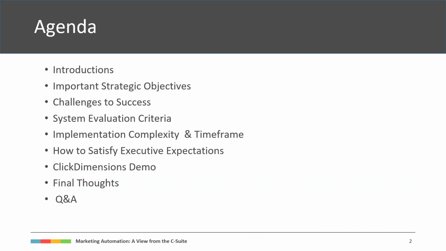So first we're going to talk a little bit about our companies, share, as I mentioned, some market research conducted by Ascend2, basically around marketing automation. What are the C-suite key objectives, challenges? What are the evaluation criteria for selecting a system? And what are the opinions on the complexity and time frame for doing implementation?